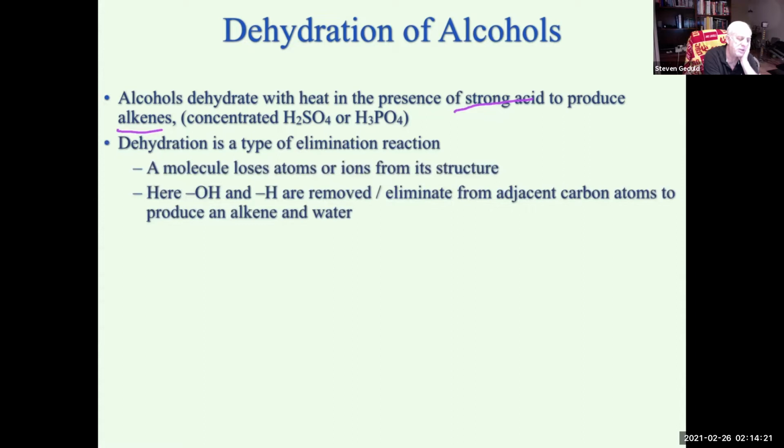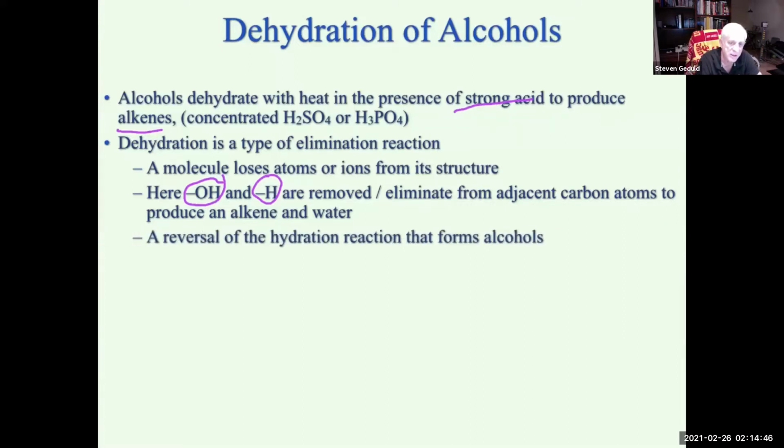So you have H and OH being eliminated. They're removed from adjacent carbon atoms to produce an alkene. It has to be carbon atoms that are next to each other. You can't pick a carbon with the OH group and then 3 carbons down, pick a hydrogen. They have to be adjacent. You're going to lose the OH group from one, and then an adjacent carbon has to lose the hydrogen. It has to be right next to it in the chain.